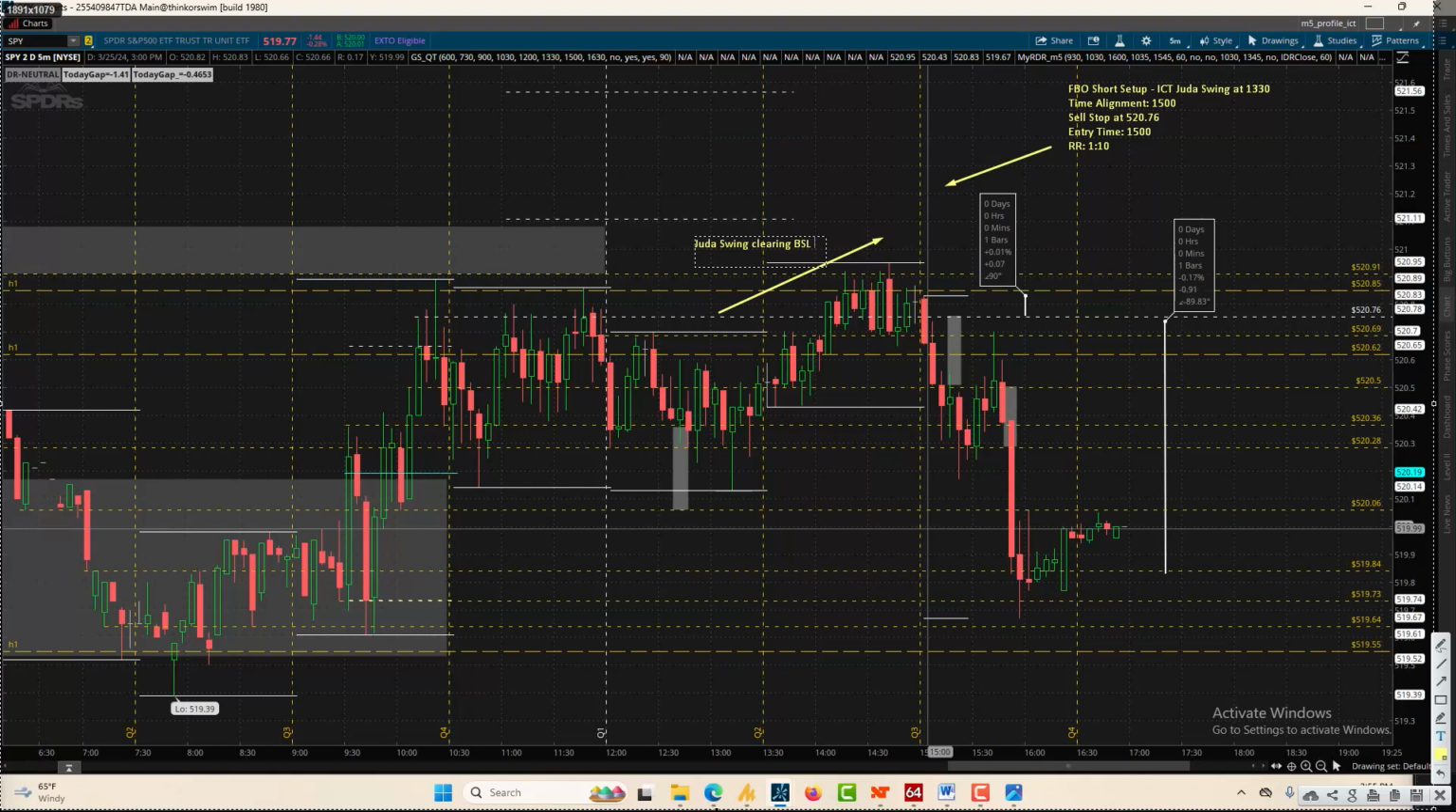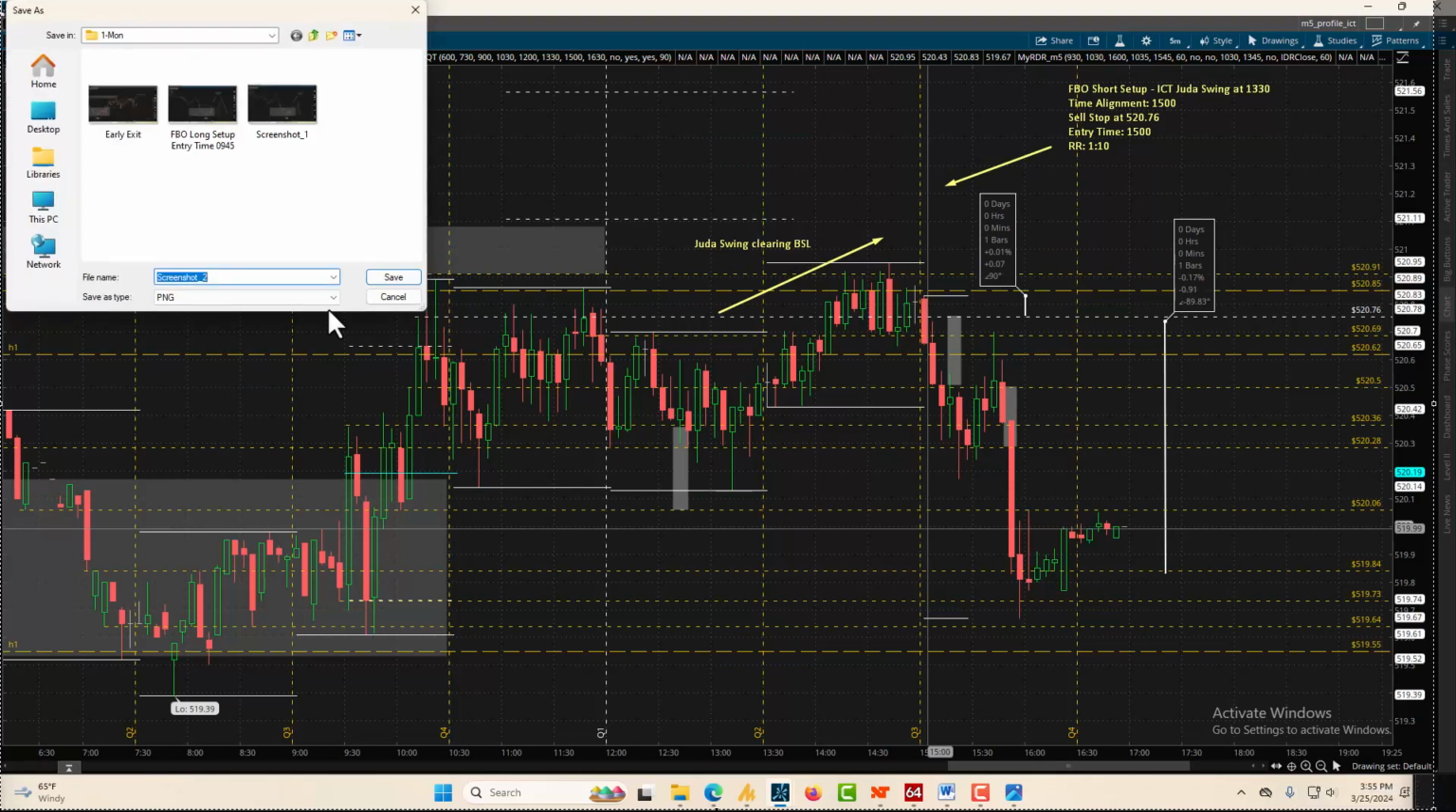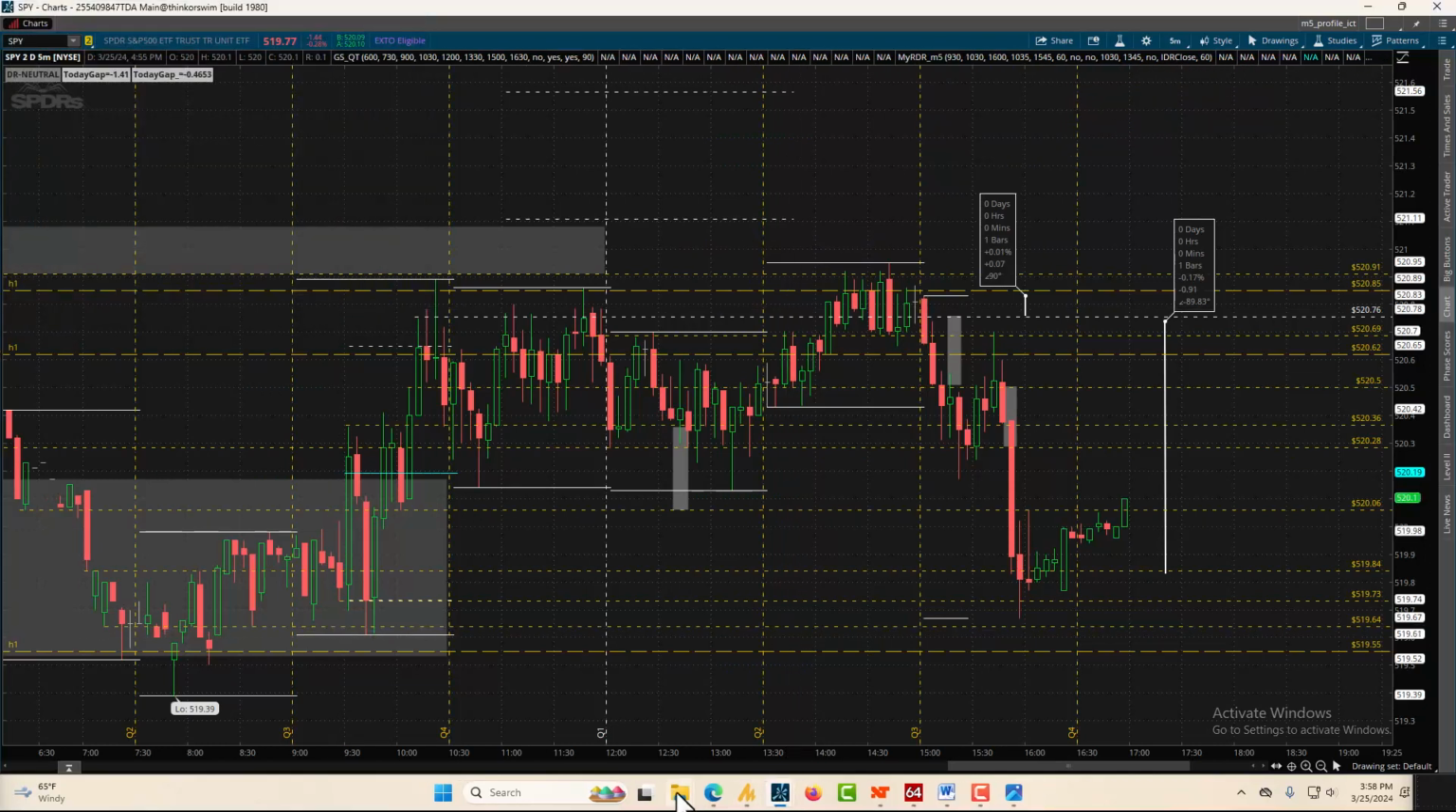Alright, let's save it for now. So basically it's a 4 breakout setup, and it's an ICT Judas swing at 1:30 right there. And today is March 25th, 2020, and it's a Monday. Put it with a timestamp right here.